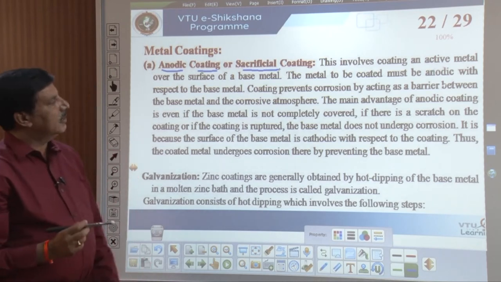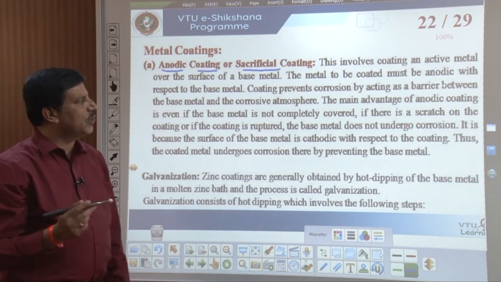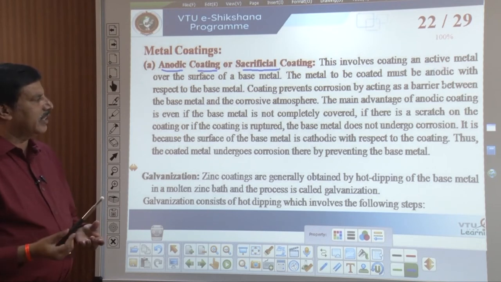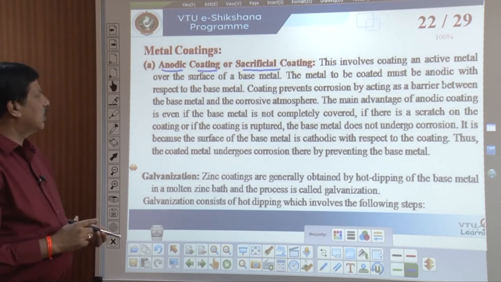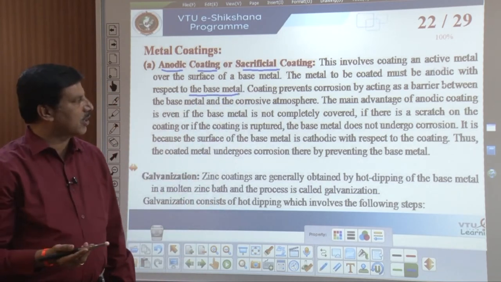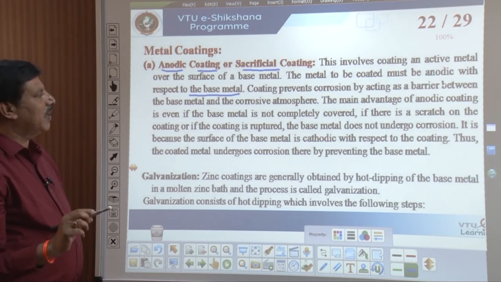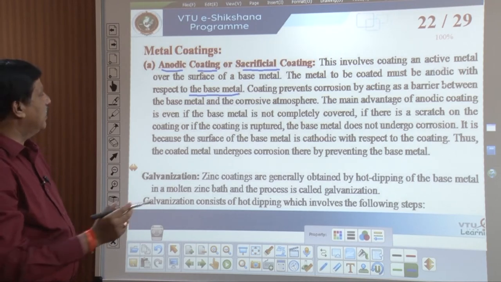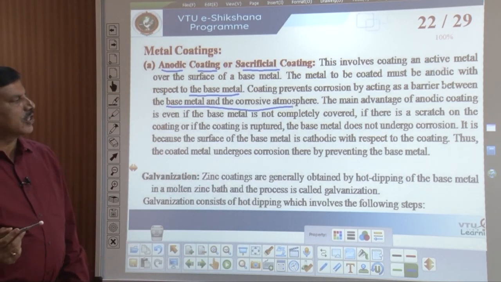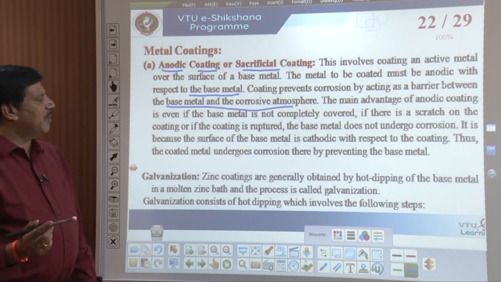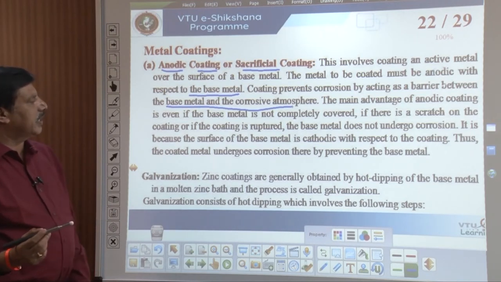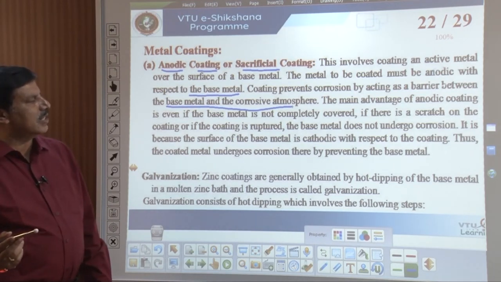Next, this involves coating an active metal over the surface of a metal. The metal to be coated or plated must be anodic with respect to the base metal. The coating prevents corrosion by acting as a barrier between the base metal and the corrosive environment. The main advantage of anodic coatings is that even if the base metal is not completely covered, if there is a scratch on the coating or if the coating is ruptured, the base metal does not undergo corrosion.